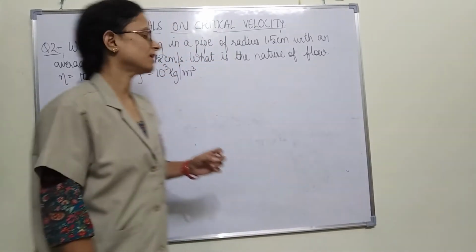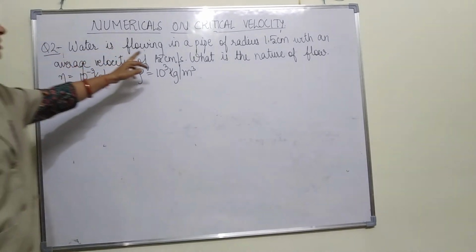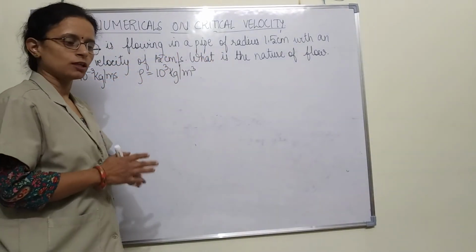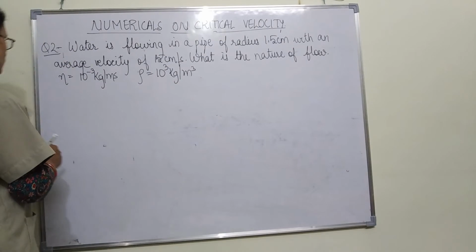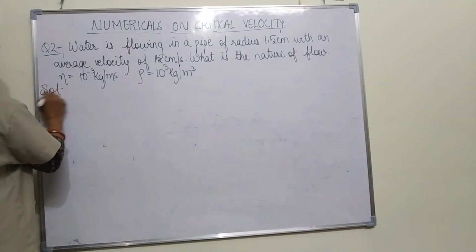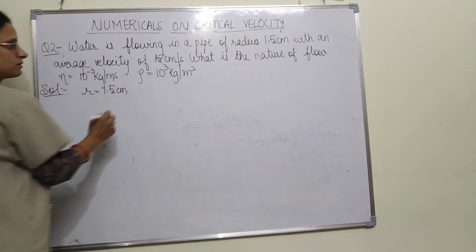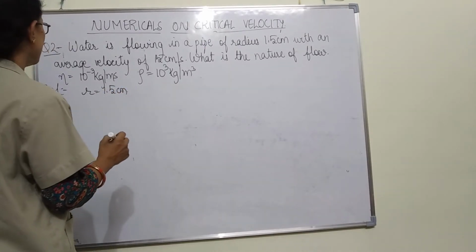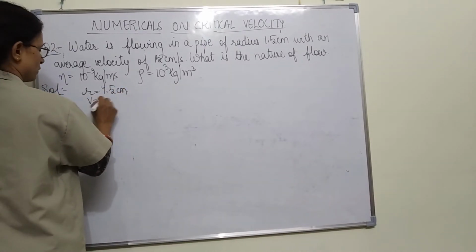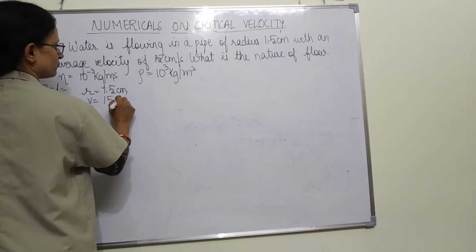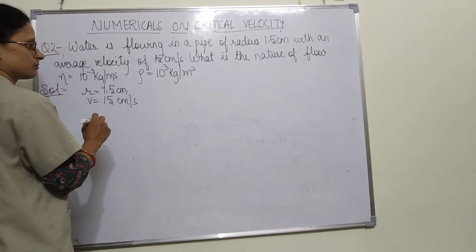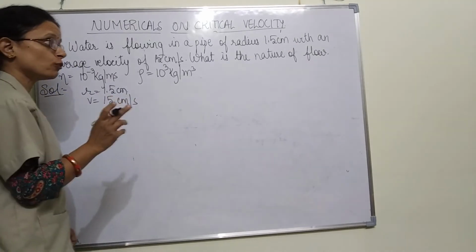Now we will start with another numerical. Water is flowing in a pipe. The radius of the pipe is 1.5 centimeter, with an average velocity of 15 centimeter per second. What is the nature of flow?